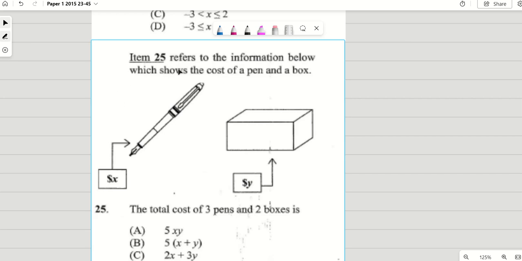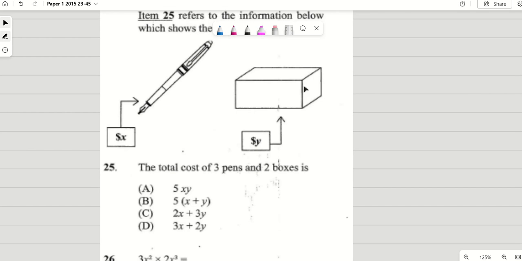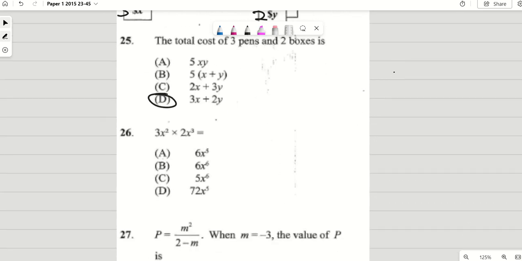Item 25 refers to the information below, which shows the cost of the pen and box. Pen is X, box is Y. The total cost of 3 pens, so that would be 3X, and 2 boxes, they want to add them up. The total means to add, so that's 3X plus 2Y, which is D. This question here is a repeated question.